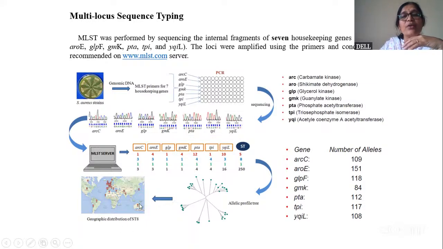So this is one whole typing method, which will also give us the geographic distribution of the organisms, even when an outbreak occurs. So this is one of the best ways to go about it.